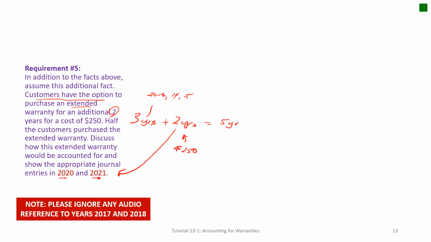And so what we're saying here is for the 2-year extended warranty, that comes at an additional $250 cost. And so what we're going to do is discuss how this warranty should be accounted for in years 2017 and 18. So don't forget that the initial 3-year warranty covers 2013, 14, and 15, and now the extended warranty goes into 2017 and 2018.